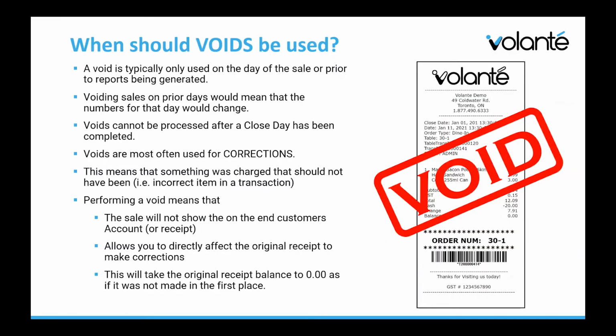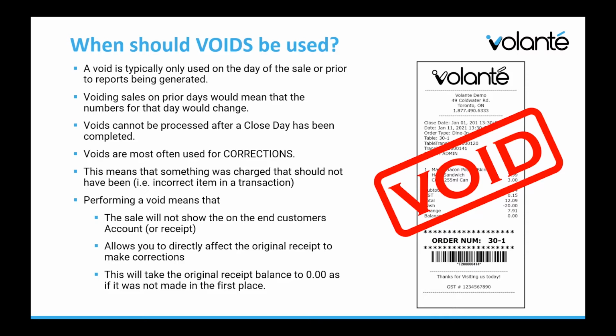Generally, we're only going to be using voids on the same business day that the transaction has taken place, and we're going to perform our voids before we do our final end of day reports. If we void sales that have taken place on a previous day, this means that the numbers for that day will change. This will impact our reporting and our media balancing. This will also impact the deposit reports for those days if cash is involved. We most often will be using our voids for correction purposes, again, for items that were incorrectly used, items that a customer may have a complaint about, or an incorrect payment was applied.